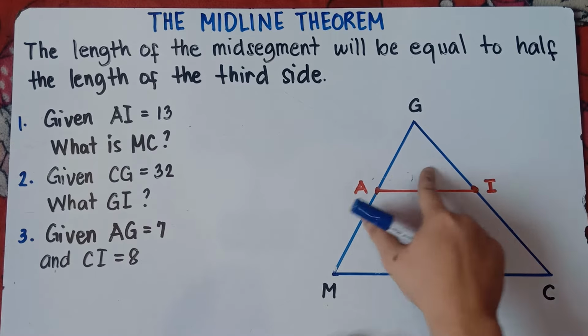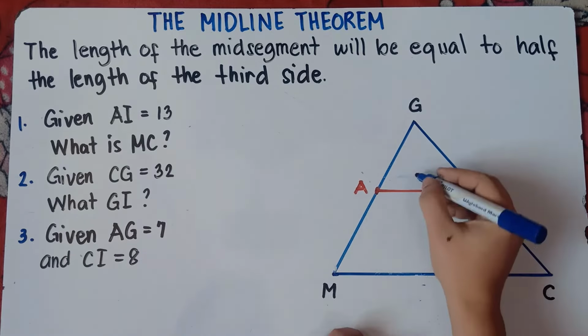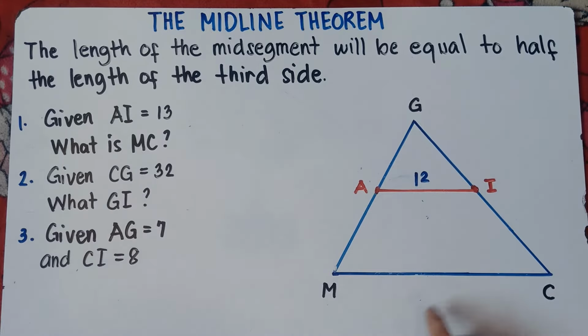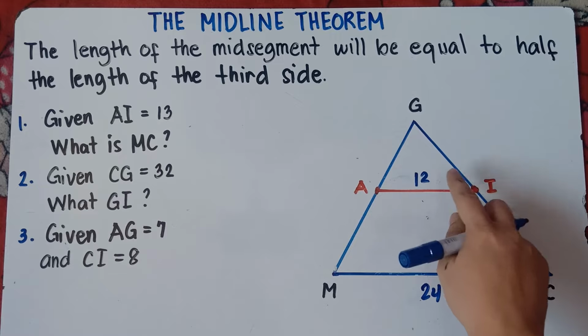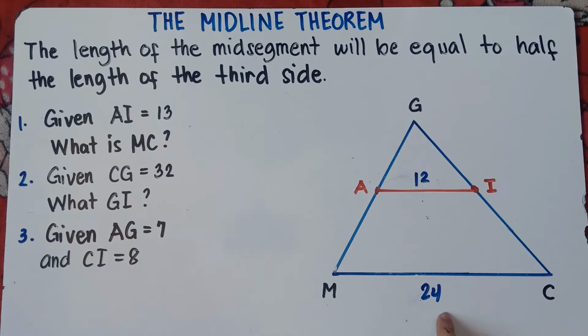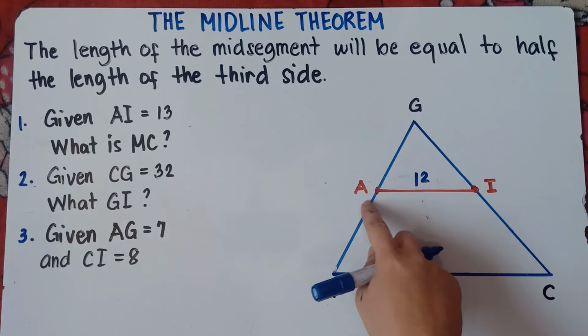Let's give another example, class. What if AI is 12? What would be the value of MC? That's correct, it should be 24. Why is that, sir? Just simply multiply this by 2. 12 times 2 is 24. Because half of 24 would be 12, and this is the length of AI.